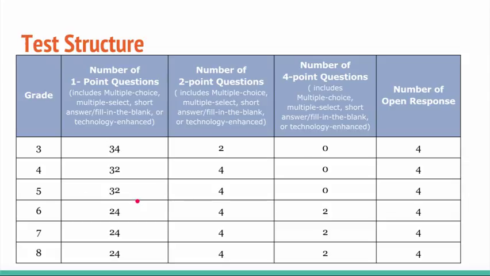Basic structure of the test. We'll talk more details as the presentation goes on, but this grid just gives you an idea of the number of questions that count. There are some questions that will be on there that don't count. I'll talk about that in a minute. But these are the questions that count. So, you see in total, a 3rd grade student is going to have 34 multiple choice questions, 2 2-point questions, which come in different styles of questions that are asked. No 4-point questions. These are reserved more for 6th, 7th, and 8th grade. These get a little more tricky, but they will have 4 open response questions. So a total of 40 questions.